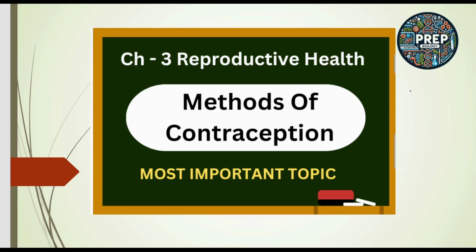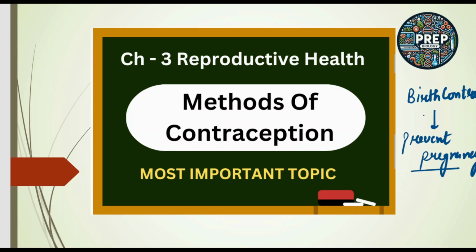So what do you mean by contraception or contraceptive? Contraceptions are known as birth controls, which prevent pregnancy. It is a way to prevent pregnancy. So in this class we are going to discuss different methods by which a couple can prevent pregnancy.